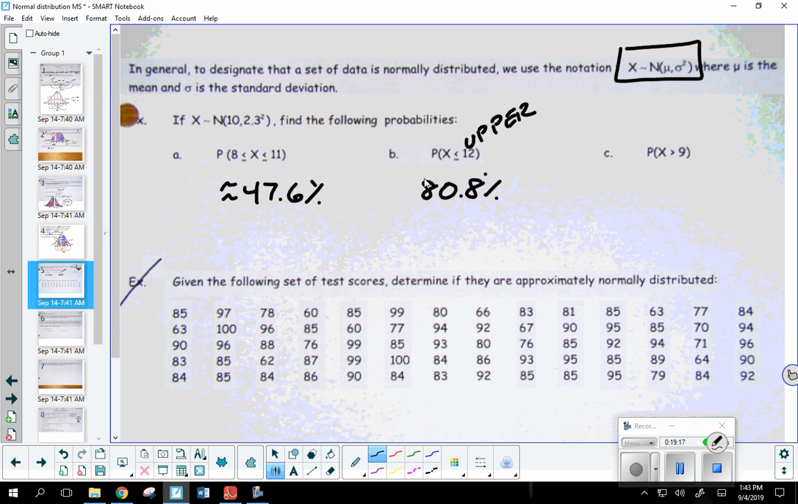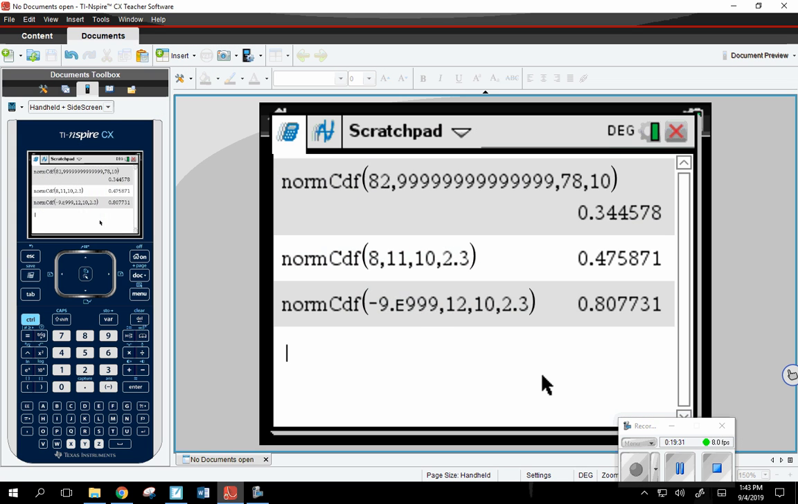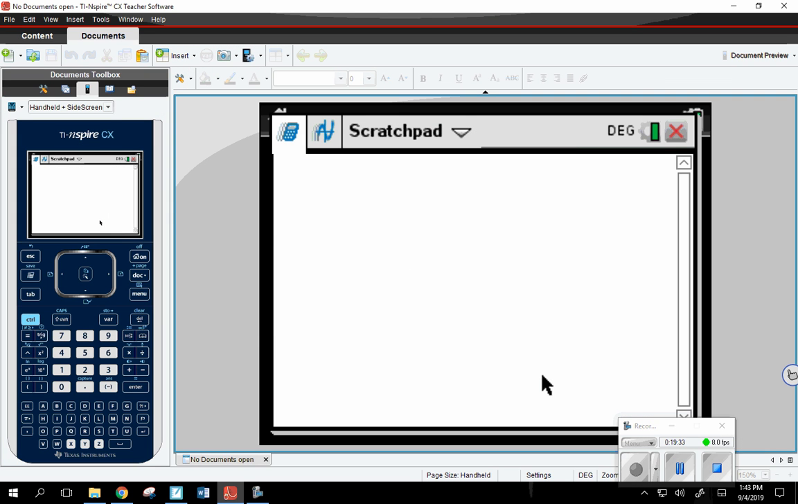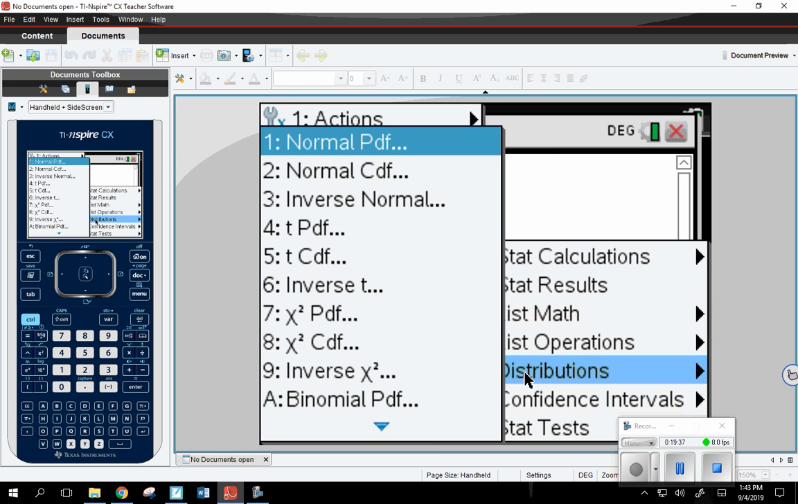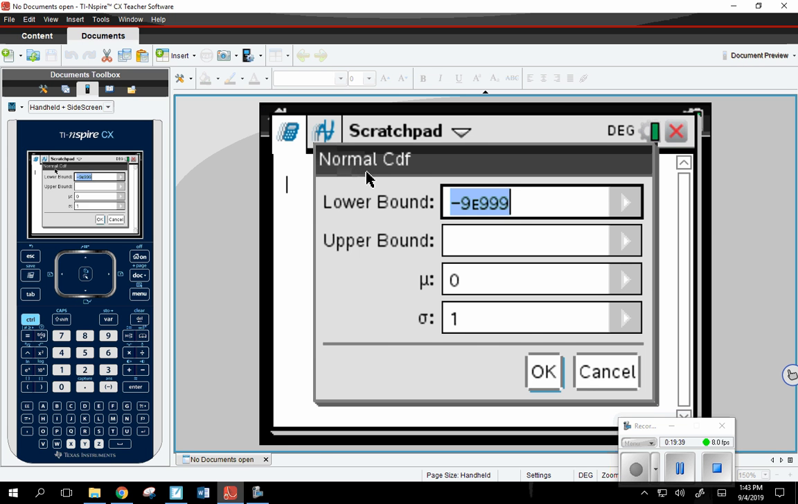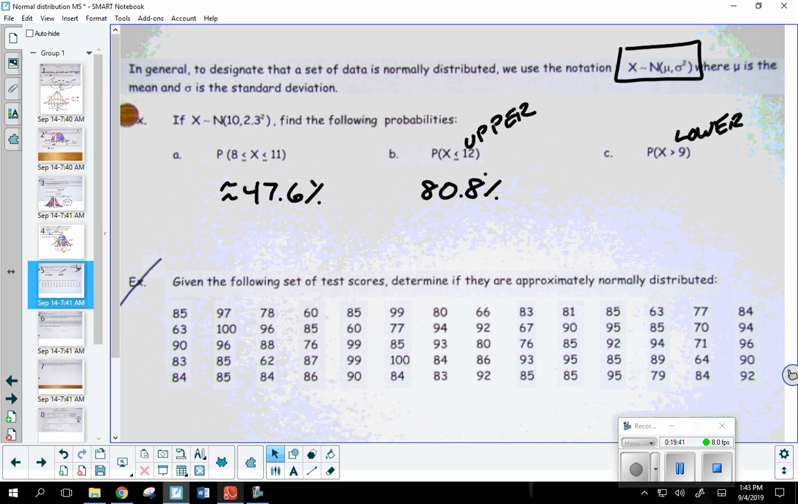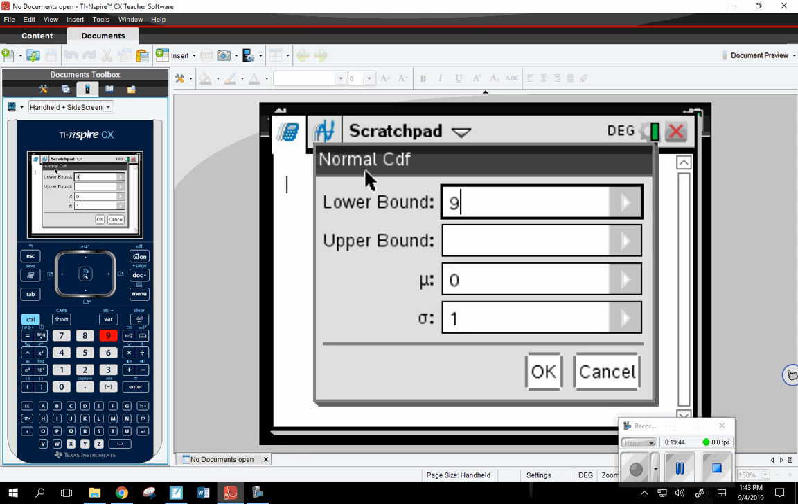All right. The probability of X being greater than 9. Again, doesn't matter greater than or equal to. 9 would represent my what? That would be my lower boundary. Okay. All right, so I'm going to come on over here. Let me go ahead and document B out of this. Give myself a little more room. So menu, statistics, distributions, normal CDF. Okay, we want everything, what was it? Greater than 9. Okay, so 9 is my lower. Okay, what do I do for the upper?